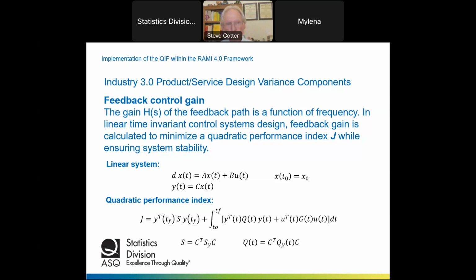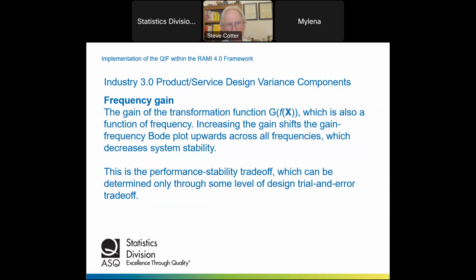So again, in feedback control gain, we are using something similar to least squares to minimize the error term and maximize the performance or the gain. Frequency gain is the gain of the transformation function G f of x, which is also a function of frequency. Increasing the gain shifts the gain frequency plot upwards across all frequencies. However, the trade-off is it decreases system stability. So there's our stability. The higher the gain of the system, the more efficient and effective the G f of x given z transformation.